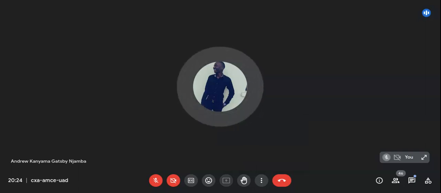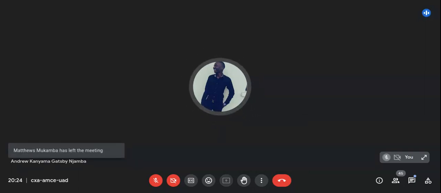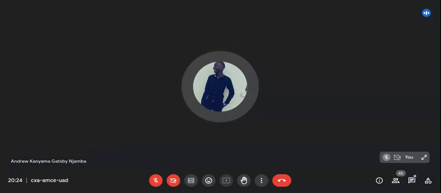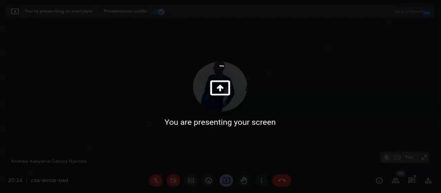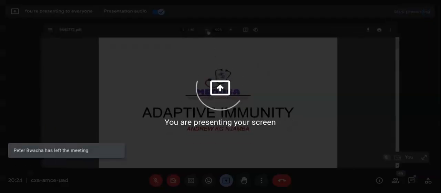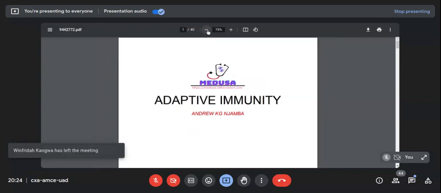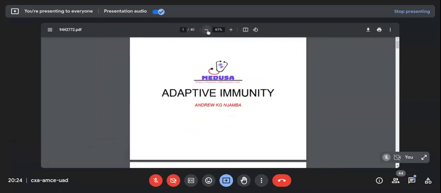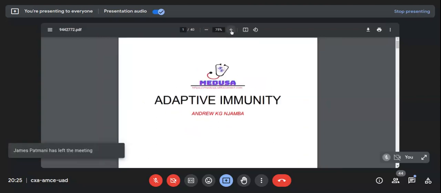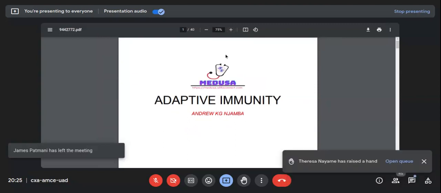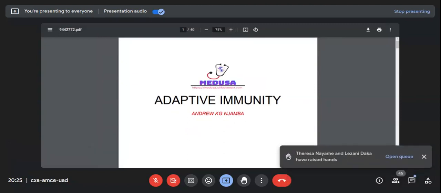So today we'll be focusing on adaptive immunity. That's what we'll be focusing on. Anyone who has a clue, an idea what adaptive immunity is? I'm sure I've spoken of adaptive immunity, isn't it? When introducing the course, we had talked about what adaptive immunity is, isn't it? No idea? Okay, let's start. So we're focusing on adaptive immunity for today.